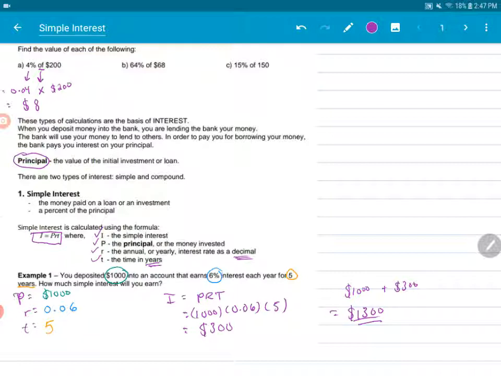And you'll see that more in some later examples when it asks what's the total amount that you have. You just put the initial amount plus your interest together. So try them out and then check your answers.